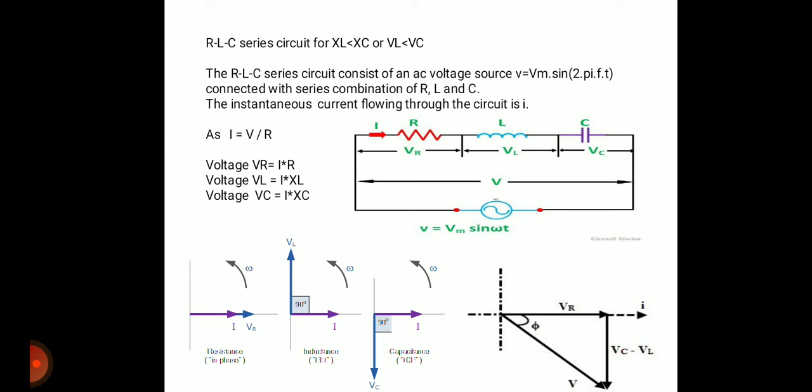And what is the inductive reactance? It is the opposition offered by the inductor to the flow of alternating current. So VL is equal to I into XL and VC is equal to I into XC, where XC is equal to 1 upon 2 pi fC, the capacitive reactance. And what is capacitive reactance? It is the opposition offered by the capacitor to the flow of alternating current.